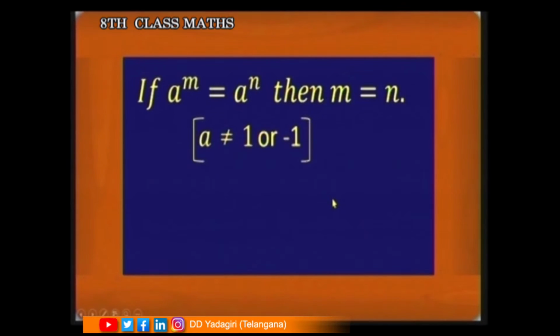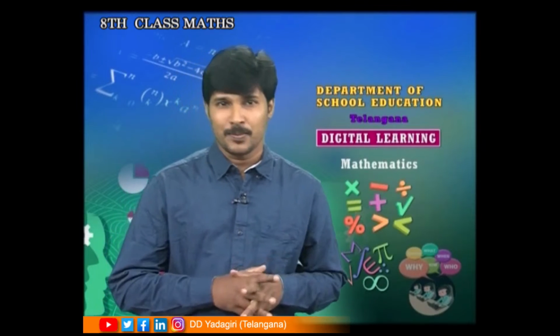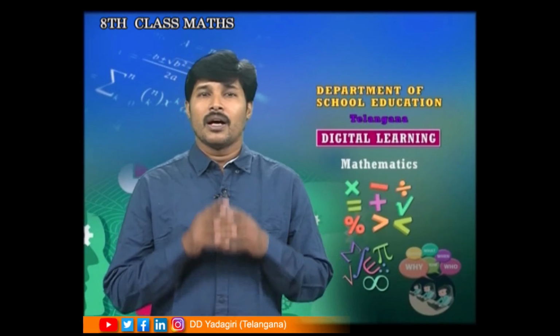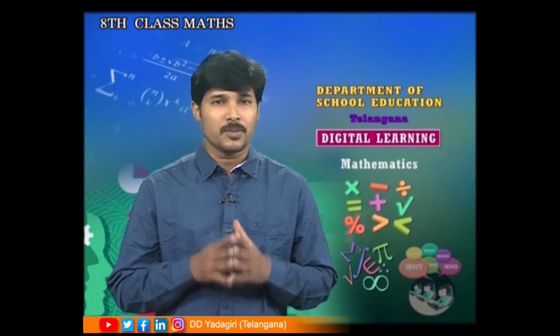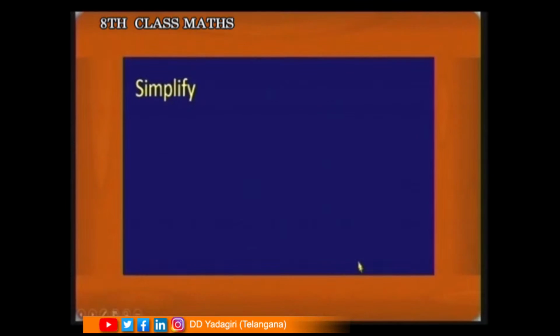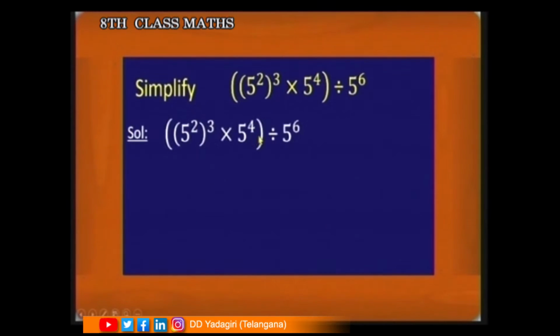Okay students, we have seen so far some laws of exponents. Now let us learn how we apply these laws in simplification of some problems. Application of laws of exponents. Look at this problem: (5 square) whole cube into 5 power 4 divided by 5 power 6. Now here I can apply the formula (a power m) whole power n equals a power mn to this part, because this part resembles this formula. So I can multiply these two exponents. I can write it as 5 power 6 into 5 power 4 divided by 5 power 6, isn't it? (5 power 2) whole power 3 became 5 power 6 and the remaining terms are as they are.